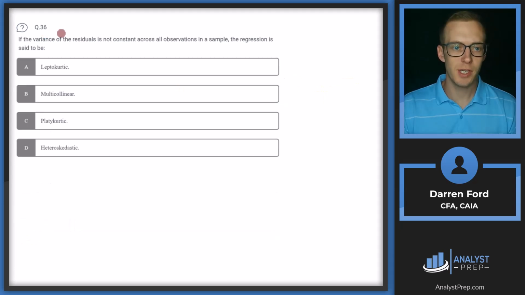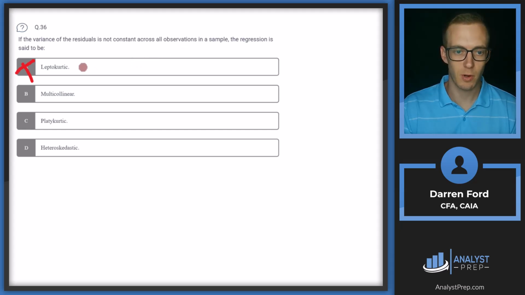Answer D. Question 36. If the variance of the residuals is not constant across all observations in a sample, the regression is said to be A, leptokurtic. We can rule this one out. Leptokurtic is going to be related to the distribution of the observation. So when it's leptokurtic, it's going to have fatter tails. So the tails are not really related to the variance of the residuals. So we rule it out for that reason.